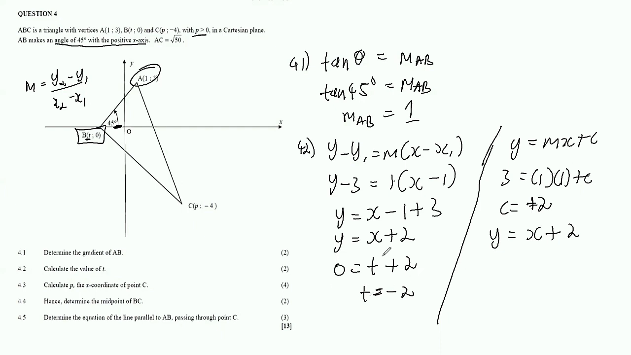Then again, you'd have to use this: 0 = t + 2, and then t is equal to negative 2, right? So this is just one option, because it's just a difference in the formula that you choose to use. Now, option number 2 would be to use the gradient.